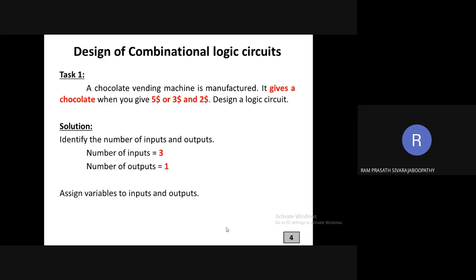Next, we assign the variables like this. For $5 I assigned the variable x5, and for $3, x3. You can assign any name for your variable, but it should give some meaning. So x5, 5 indicates $5, 3 indicates $3, 2 indicates $2. That's why I assigned like this. For the output chocolate, I assigned the variable C.